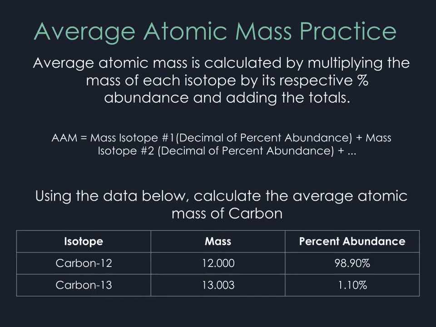So what you would do is you would take the mass of the first isotope. So looking at this example at the bottom, the first isotope is carbon-12, the mass being 12.000, meaning it is exactly 6 protons and exactly 6 neutrons, okay? I then am going to multiply it by the decimal of the percent abundance. So percent abundance is 98.90.